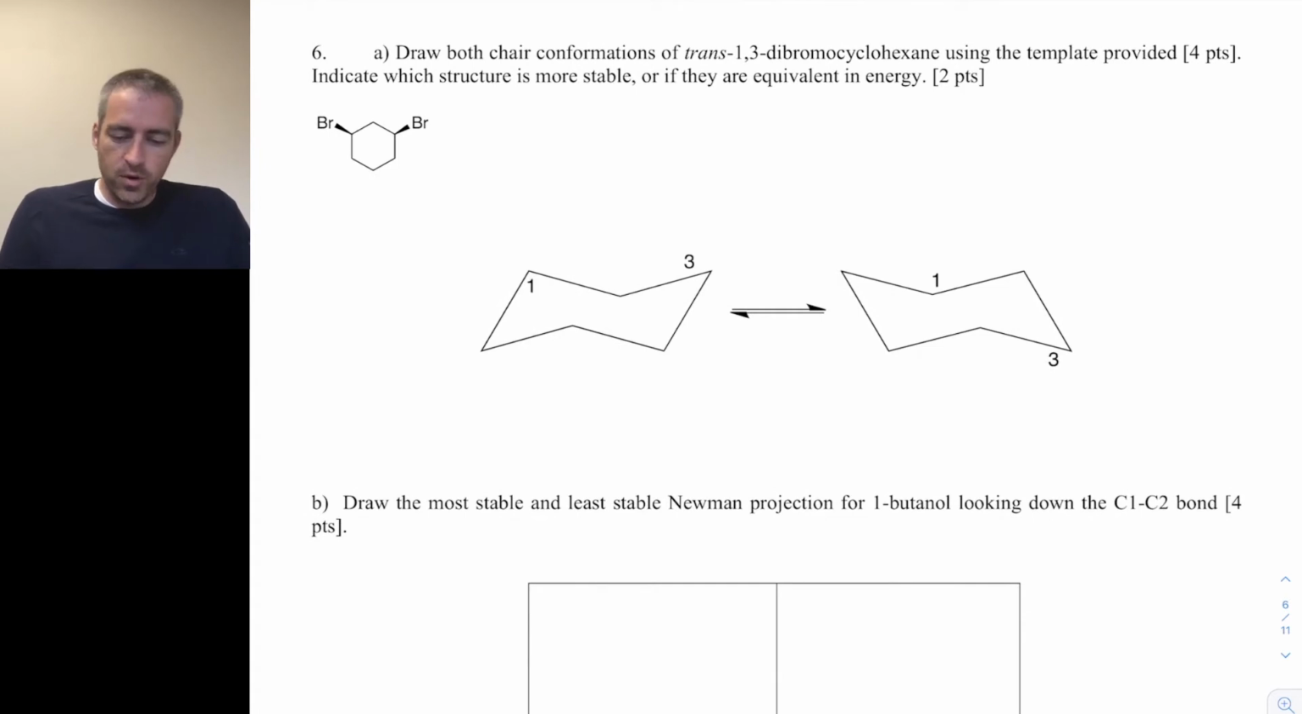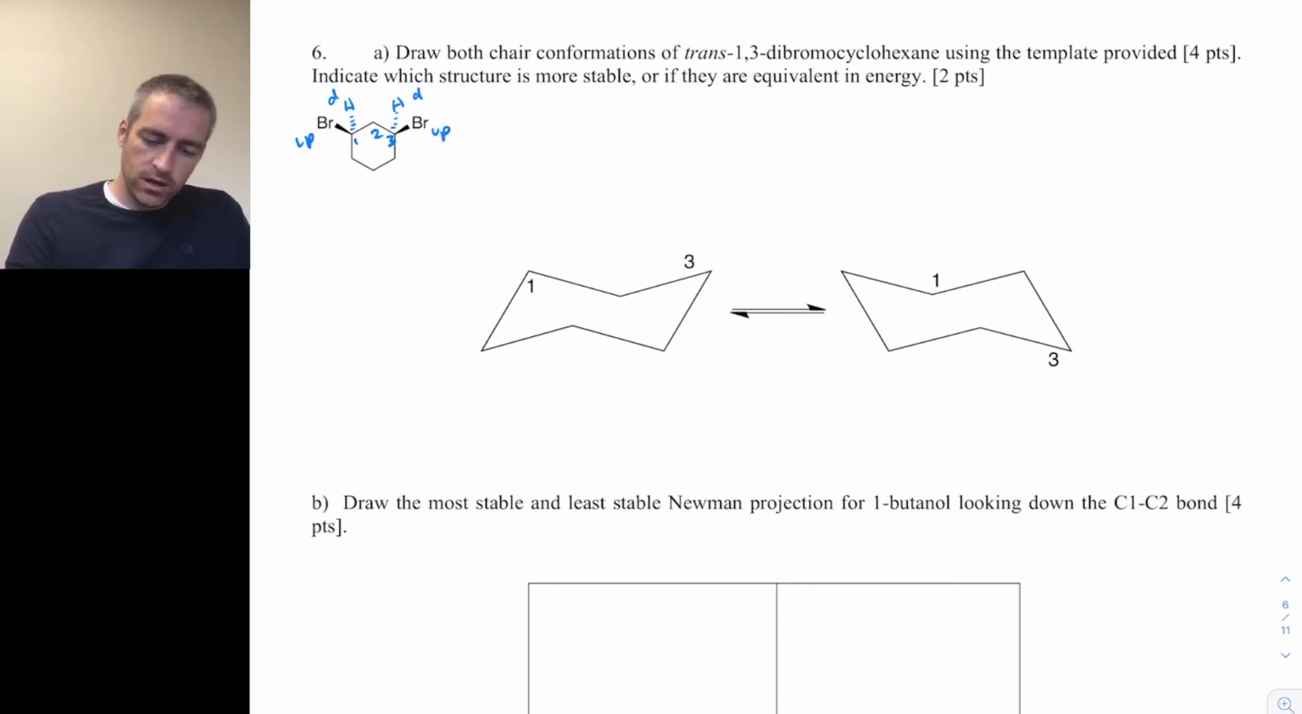6, draw both chair conformations, and here the chair is sort of drawn already out for you, of trans 1,3-dibromocyclohexane using the template provided. Carbon 1 and carbon 3 are already drawn. Indicate which is more stable. So in our structure, that's 1, 2, 3. The way I'd look at this is say there's a hydrogen on carbons 1 and 3 each that are going back. So I would say the 2 bromines are up and the 2 hydrogens are down.